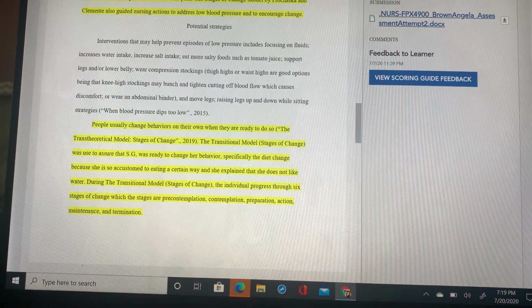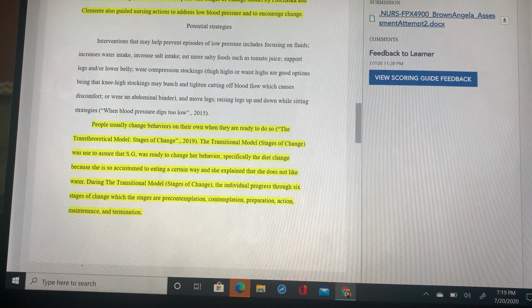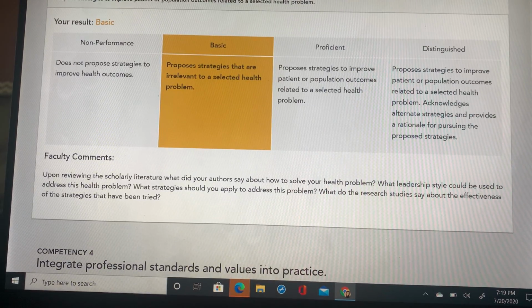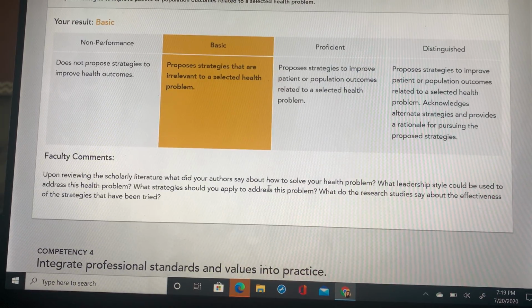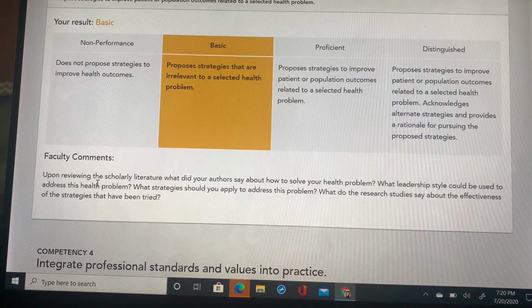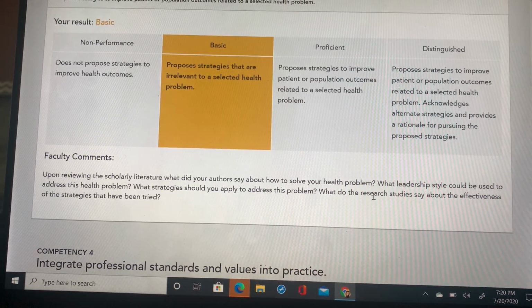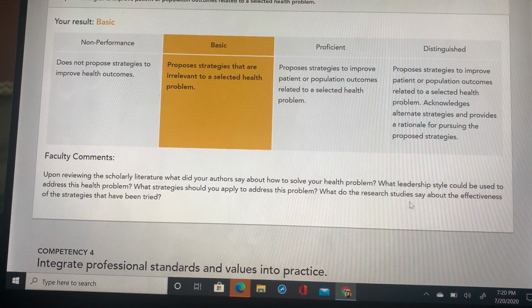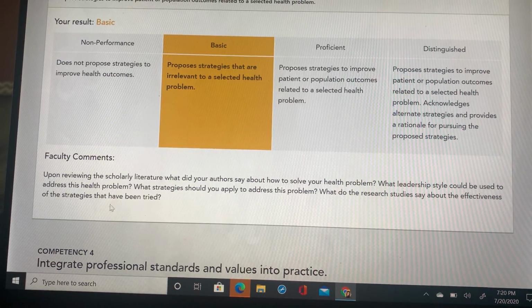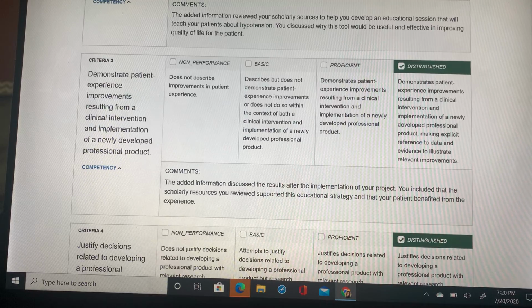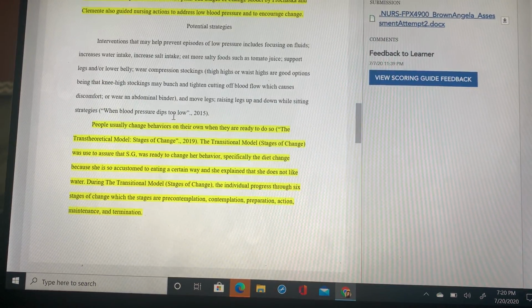Strategies when blood pressure dips low, 2015. That's what I had at first. And she said it was irrelevant to my healthcare problem. Like, what did the literature say? Like, let's do some more research, Angela. What do research studies say about the effectiveness of the strategies? So then I changed it.